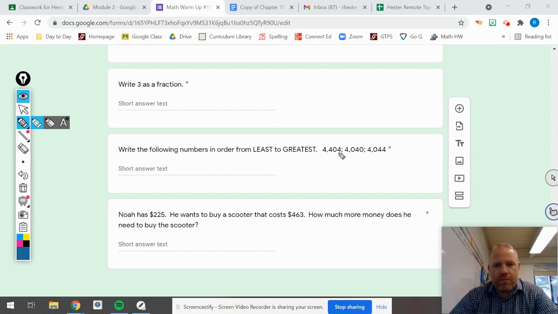So we start with the thousands, 4, 4, 4. So they're all the same. Go to the hundreds, 4, 0, 0. So the 4 is the largest. So we start with that being the largest. So this is the G, the greatest. Then we go over to the 4, 4, they're the same, and 0, 4. So this one is the least, and this one is the middle.